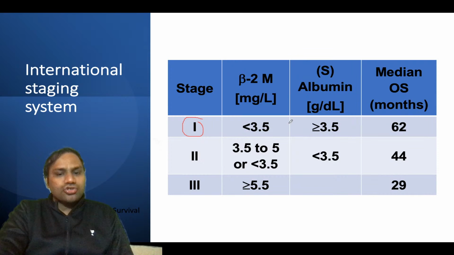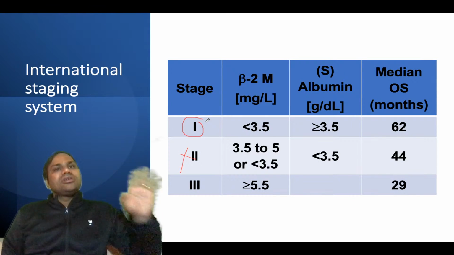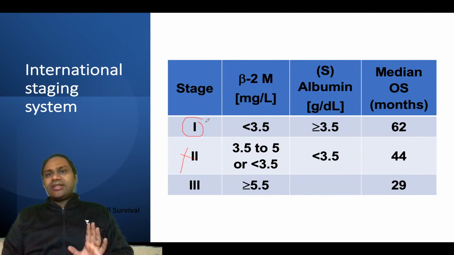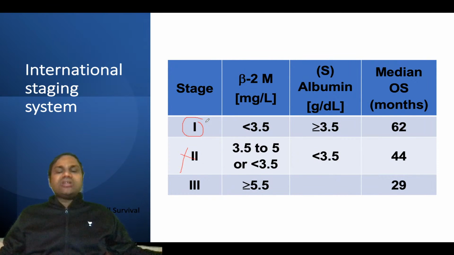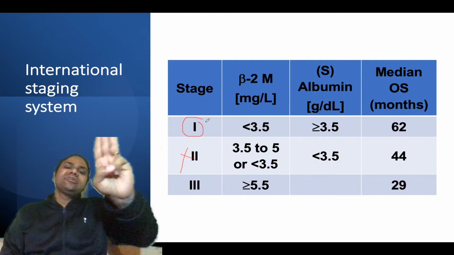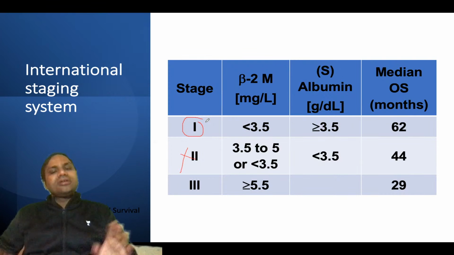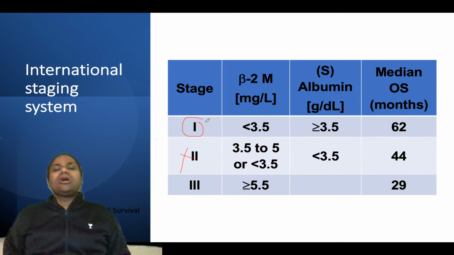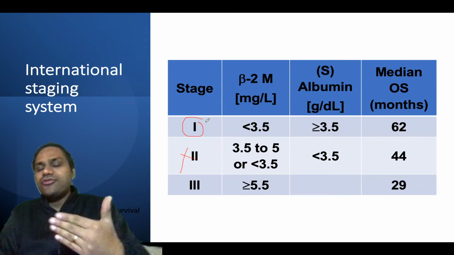For stage 2, let's read it a little later. Just remember stage 1 is serum albumin greater than 3.5 and beta-2 microglobulin less than 3.5. Stage 3 is associated with beta-2 microglobulin greater than 5.5. Now what is left for stage 2? Something between 3.5 and 5.5.